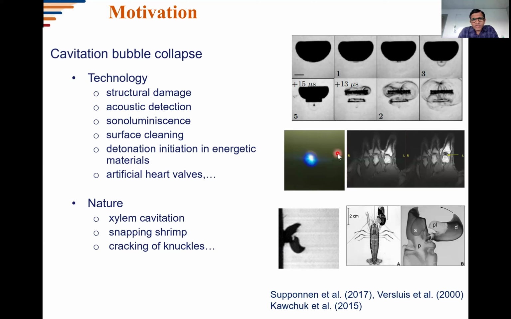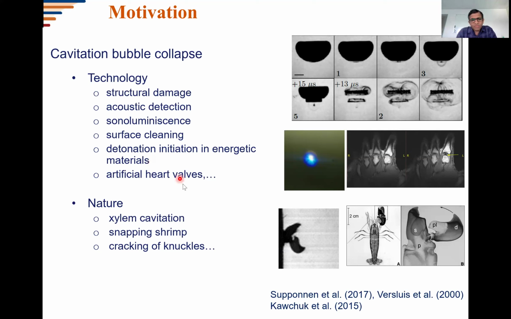And the collapse process is quite intense. So when the medium is right and the conditions are favorable, one can get light emission, which is sonoluminescence. The jetting can be used to clean surfaces, and there's also detonation that can take place in energetic materials through a similar bubble collapse-like phenomenon. So in an energetic material, you essentially have voids, and as these voids collapse, they lead to intense hotspots, which eventually lead to detonation.